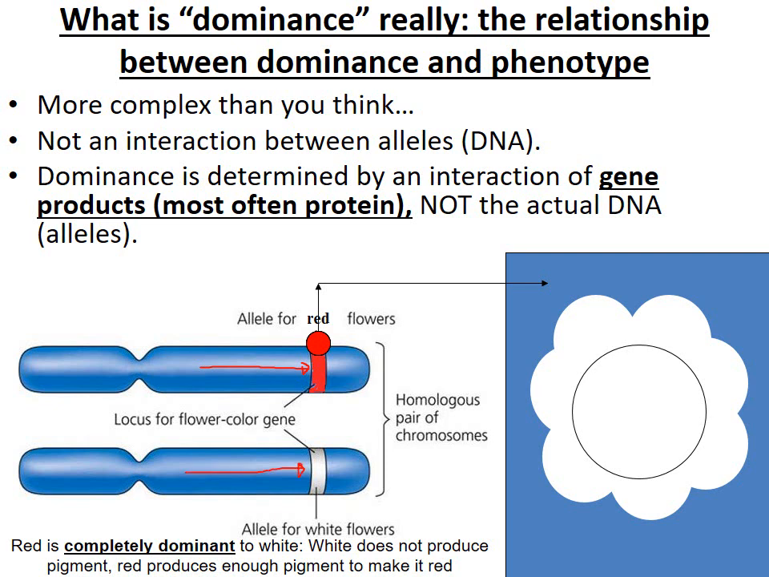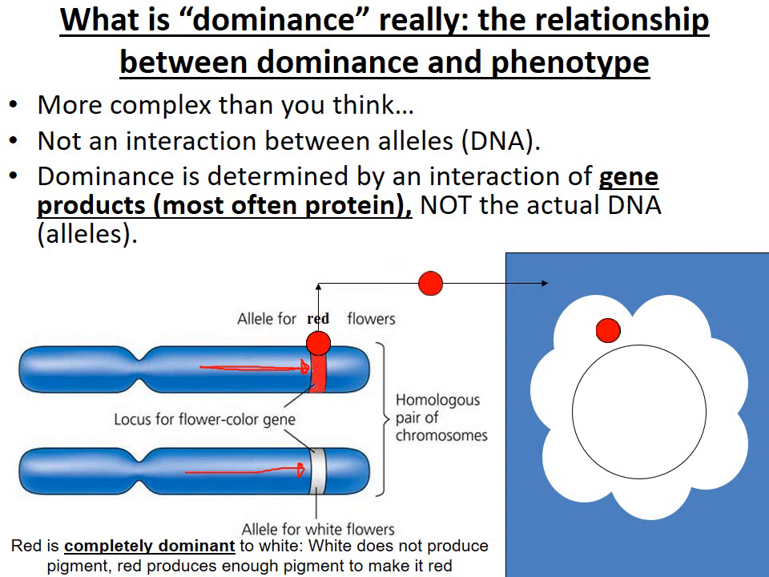So suppose that these had a completely dominant relationship. Suppose red was completely dominant to white. Here's what that would mean. The red version of the gene codes for a red protein. And the white version doesn't code for anything at all. No pigment protein. Pigment's like a protein that paints stuff. So that red version would code for a red protein, and that would go to the flower.